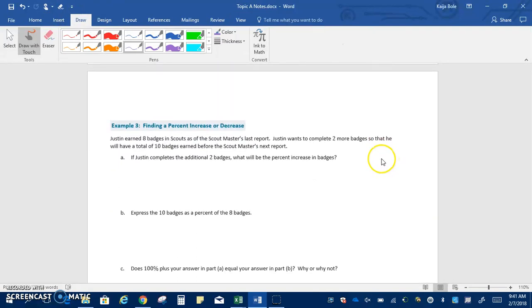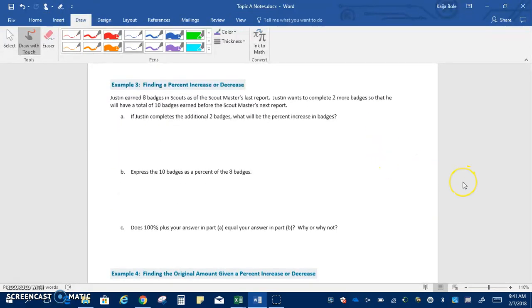And we're going to go on to page 11 in your notes. And we have example 3 here at the top. It says, Justin earned 8 badges in Scouts as of the Scoutmaster's last report. So I'm going to underline 8 badges. Justin wants to complete 2 more badges so that he will have a total of 10 badges earned before the Scoutmaster's next report. If Justin completes the additional 2 badges, what will the percent increase in badges be?